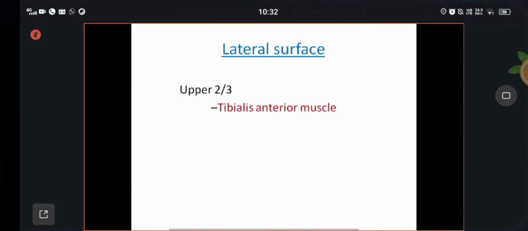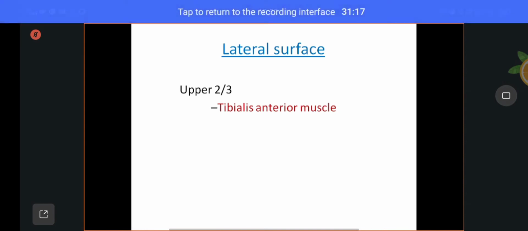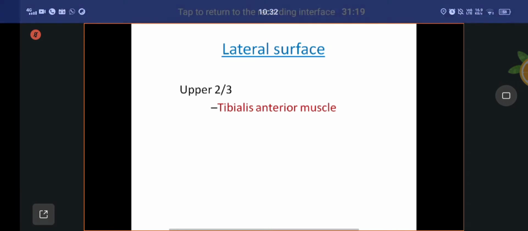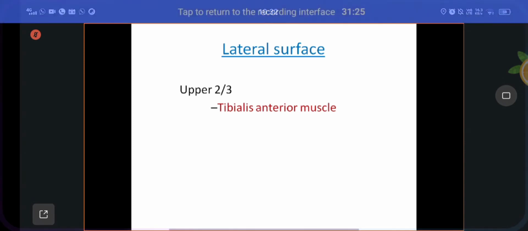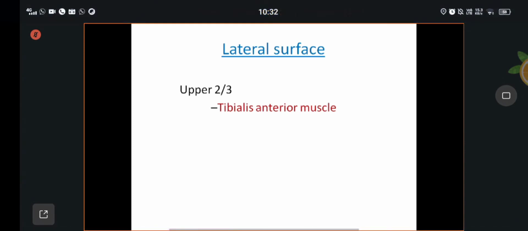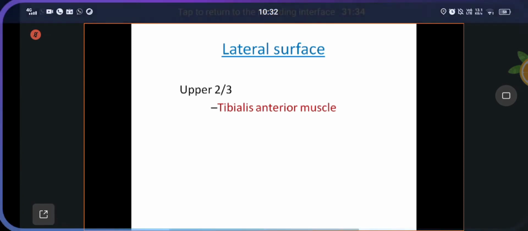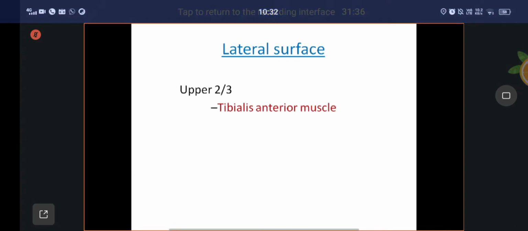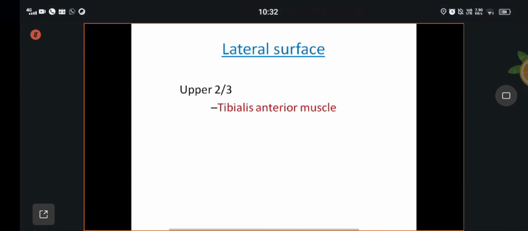The lateral surface is monopolished. That means only one muscle. The upper 2/3 of the entire lateral surface gives origin to the tibialis anterior muscle. In the lower limb, you will have special movements like inversion and eversion. Inversion and eversion, these are the two special movements that take place at tarsal joints, not at the ankle joints.